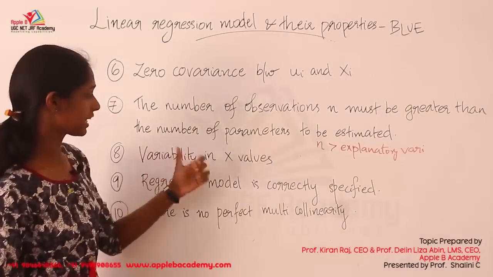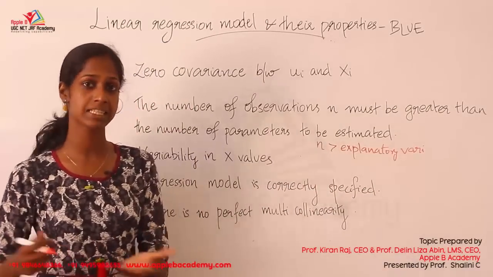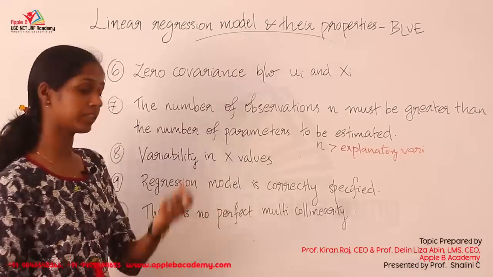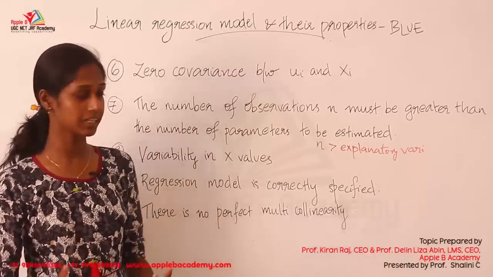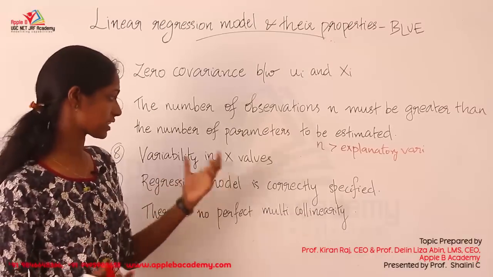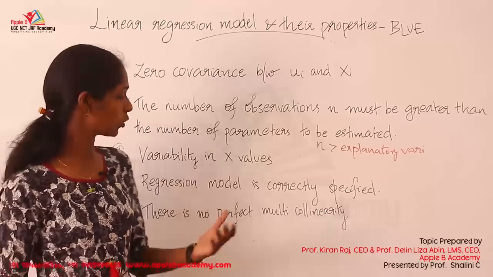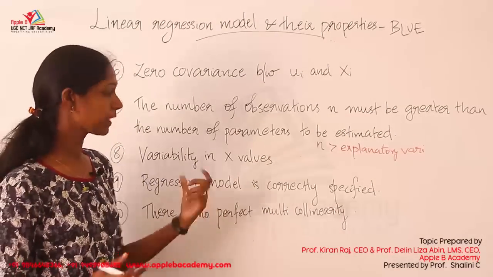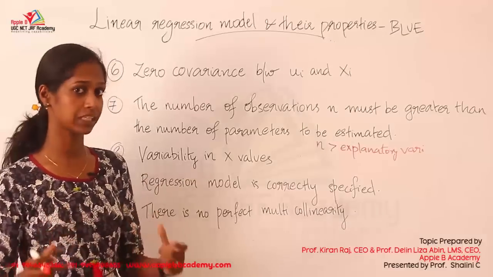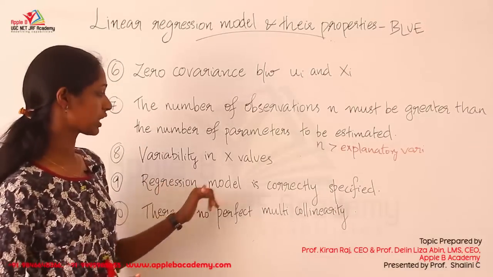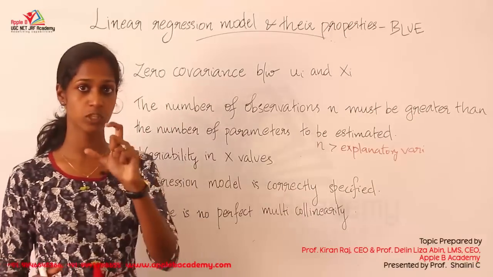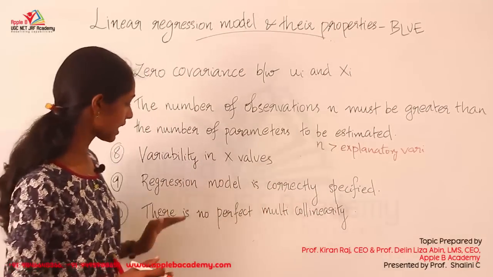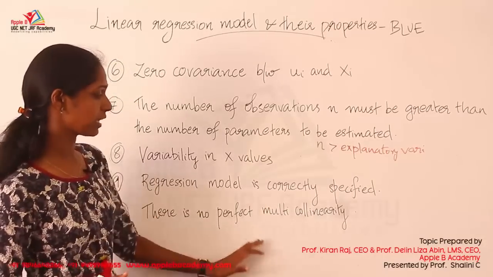And variability in x values. Earlier we discussed that in repeated sampling the x values need not remain the same, but within a particular sample there must be variability in x values, otherwise the model will not hold good. And the regression model is correctly specified, which means that there shouldn't be any specification error with respect to a classical linear regression model. And the last assumption is there is no perfect multicollinearity.